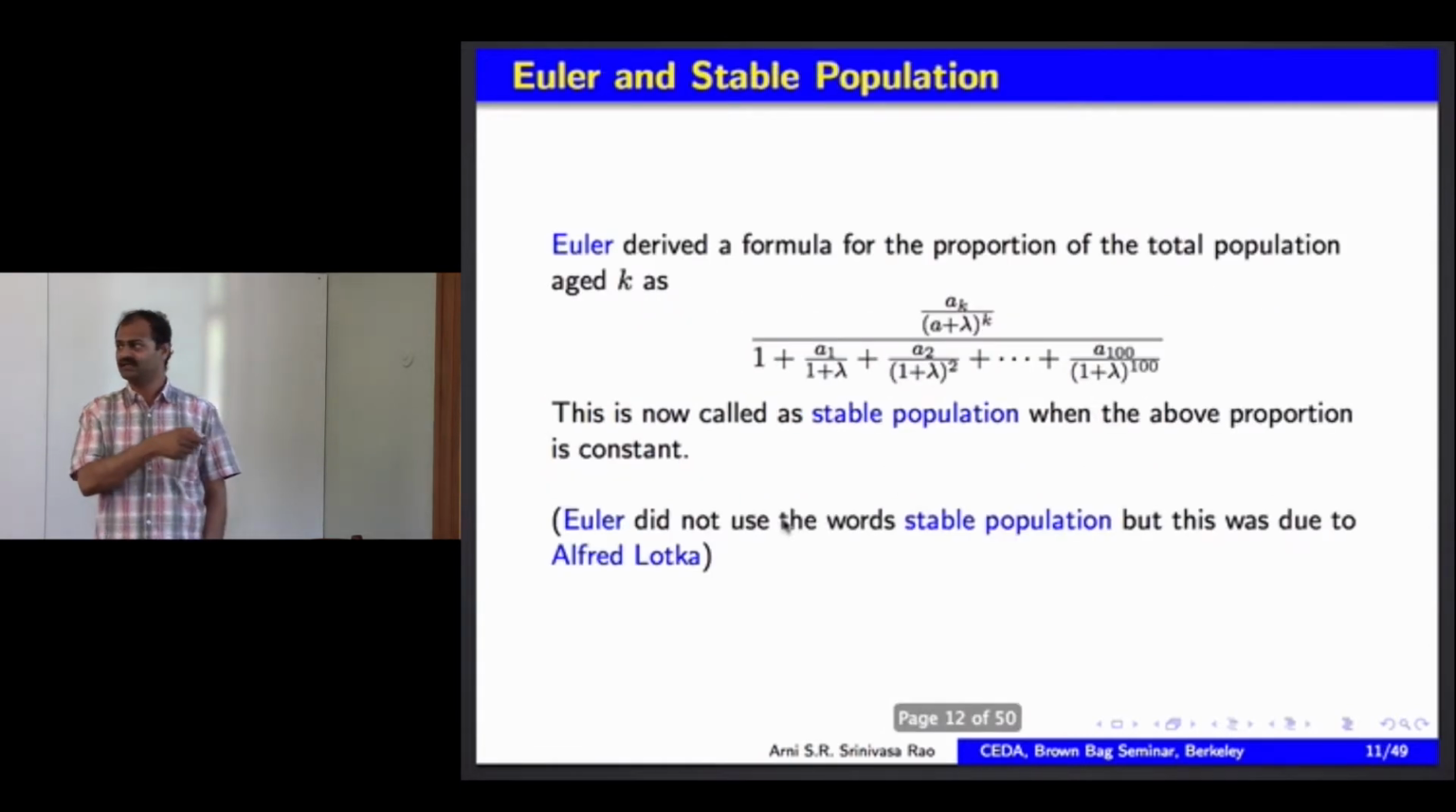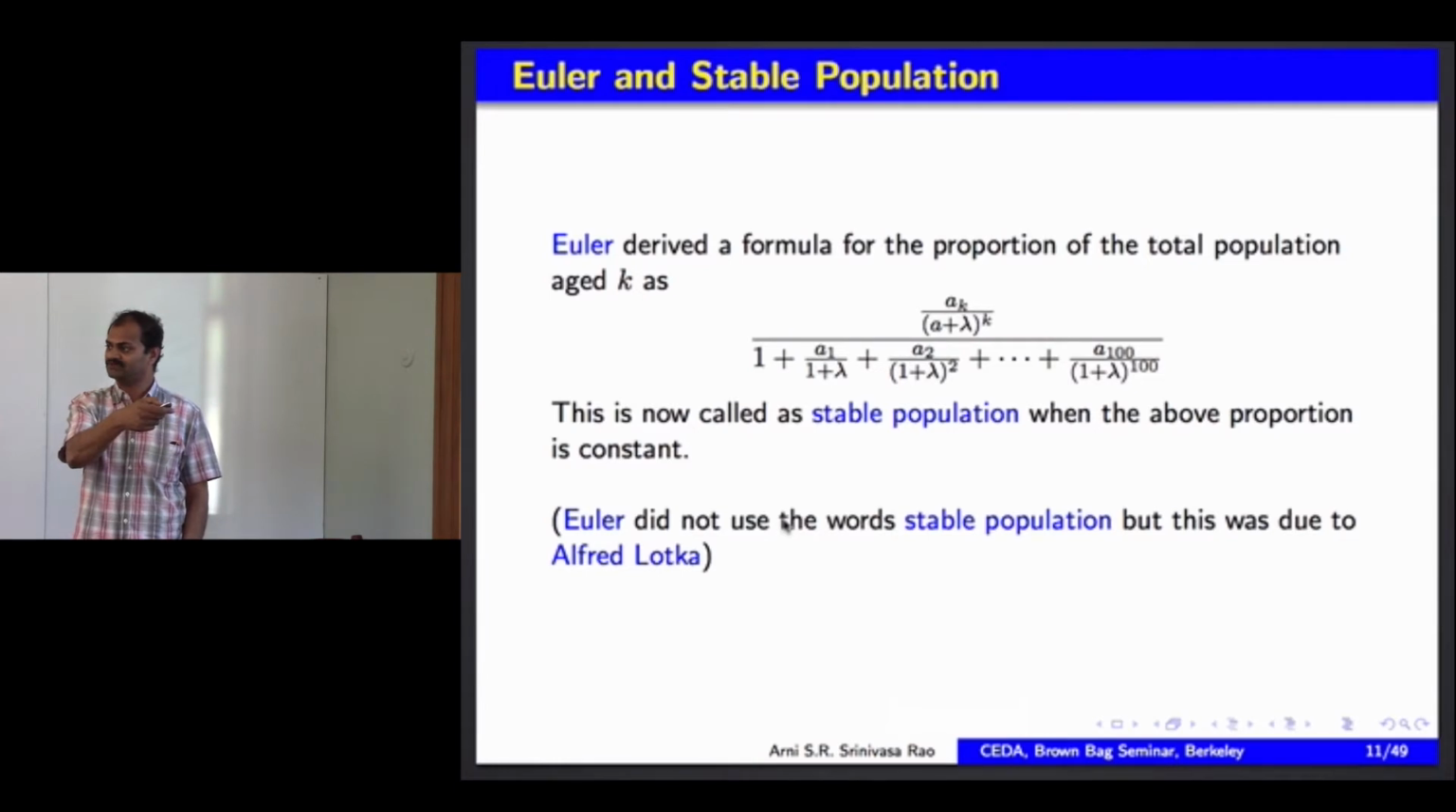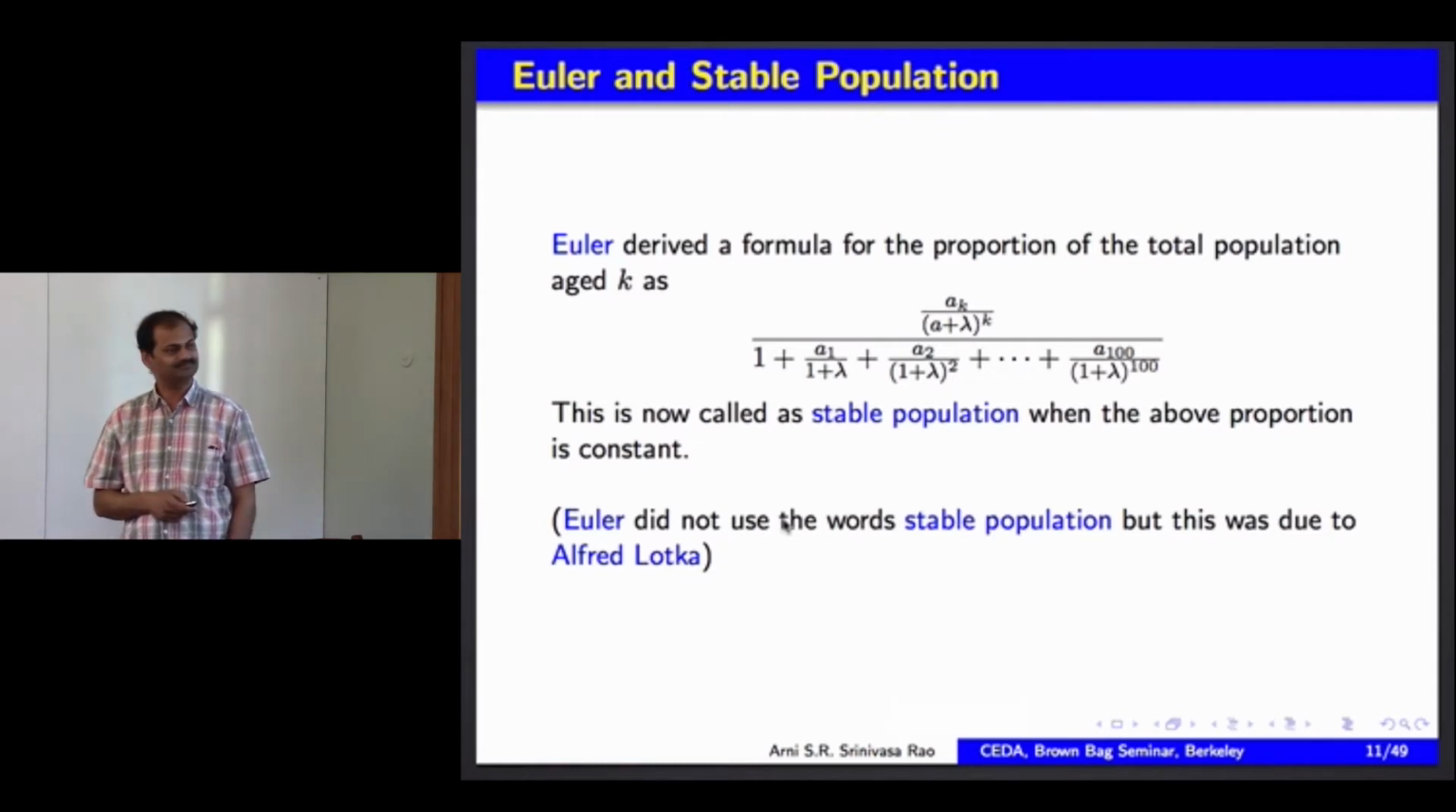And later we will see Euler's work and Alfred Lotka's work; Lotka gave a continuous version of that particular equation. So Euler derived a formula for the proportion of total population in that form. And this is now called a stable population when the above proportion is constant. That's why Euler did not use that kind of words at that time.